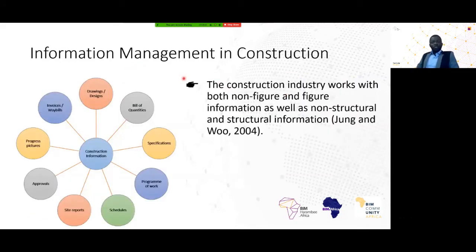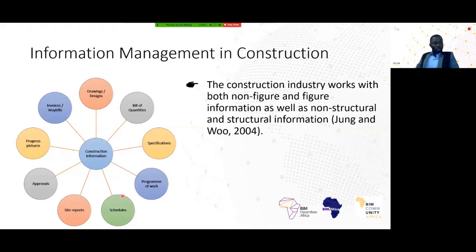Information management in the construction industry has shown that different categories of information are being used in the industry. We have the figured and non-figured information, and we also have the structural and non-structural information. All these are expressed in a form that can be referred to as documents. This information comes in document forms, and they are being shared among professionals as well as stakeholders in the construction industry.